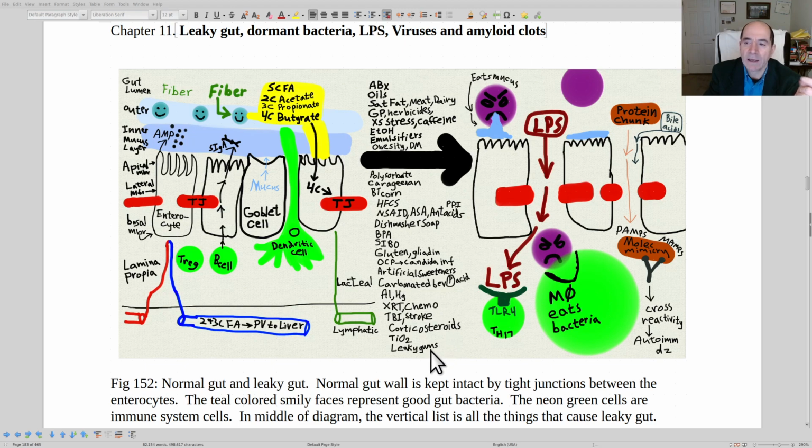Titanium dioxide, having leaky gums, dental problems, will increase the risk of bacteria getting into your blood through your mouth. So the good news is if you've got an autoimmune disease or you have other problems that might be related to leaky gut, here's an obvious list of things you can do. These are all changeable.